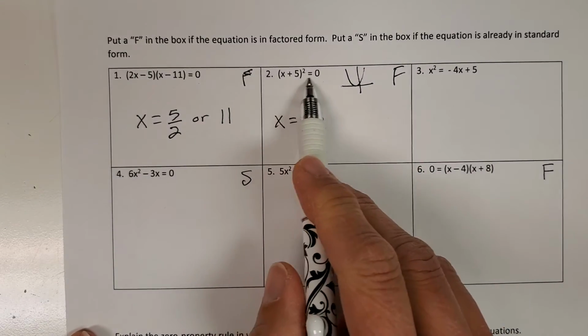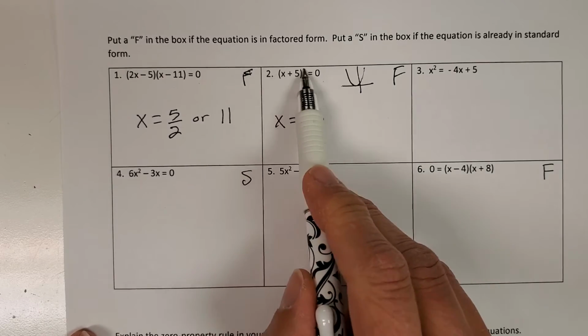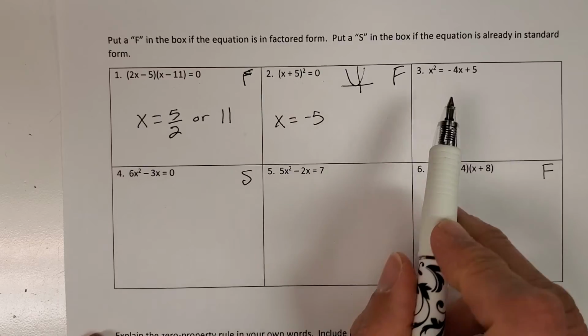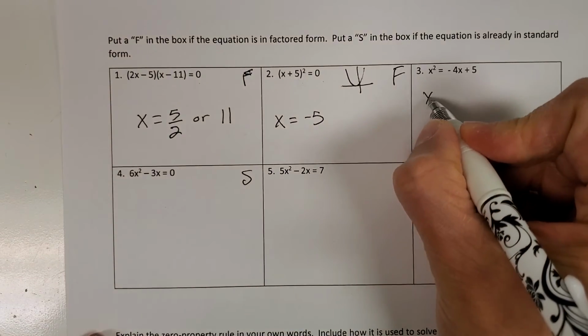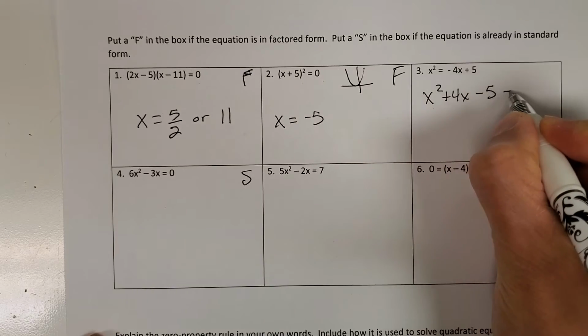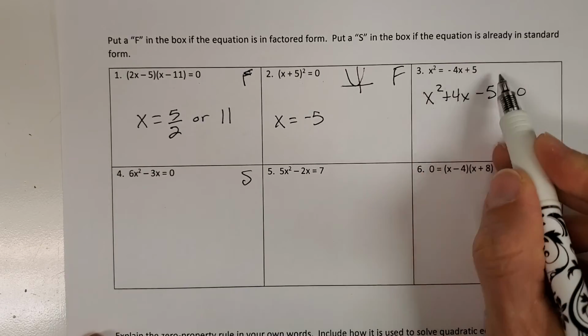So I only have one set to do if I have a binomial to the second power. I just have to do that once. Now this one I need to get in standard form. So I do that by adding 4x and subtracting 5 to both sides. Now that moves everything over.